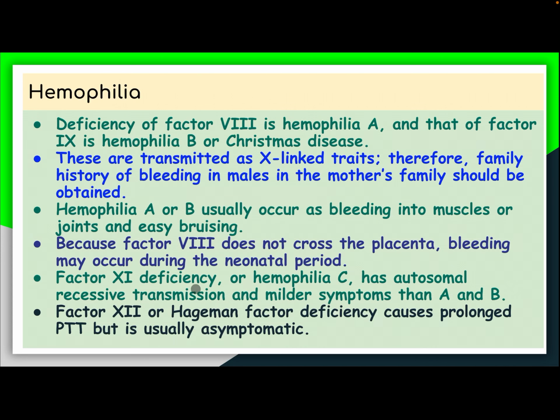Factor 11 deficiency, or hemophilia C, has autosomal recessive transmission and milder symptoms than A and B. Factor 12, or Hageman factor, deficiency causes prolonged PTT, but it is usually asymptomatic.